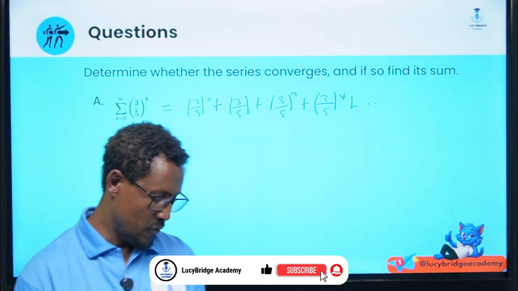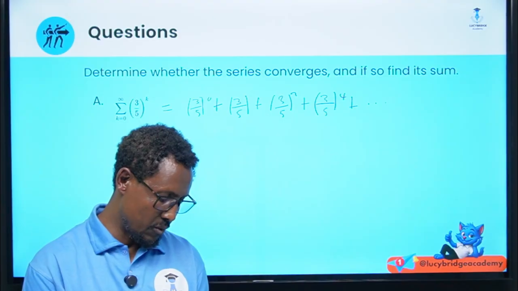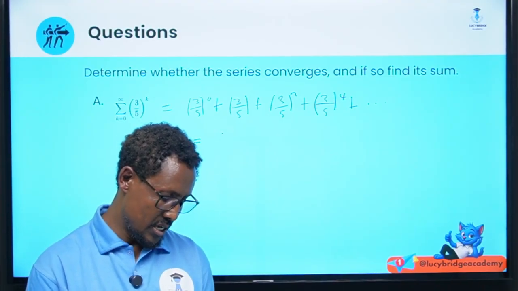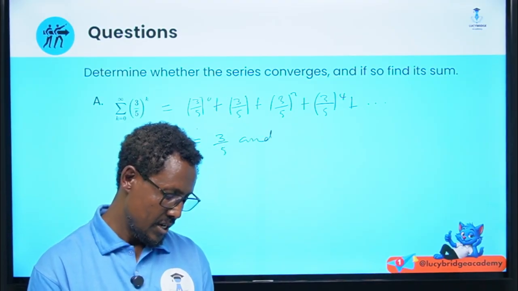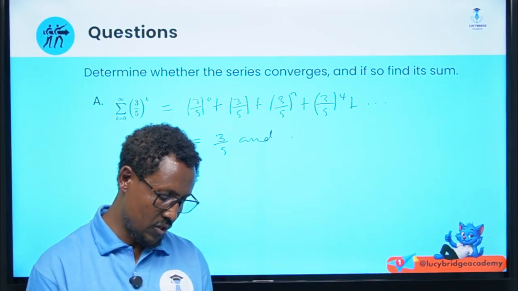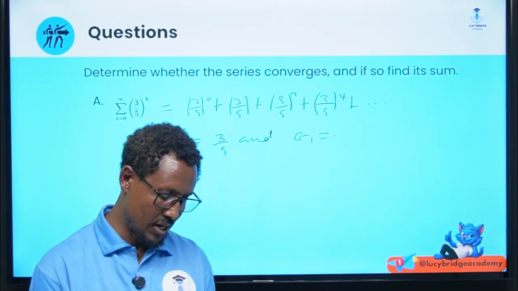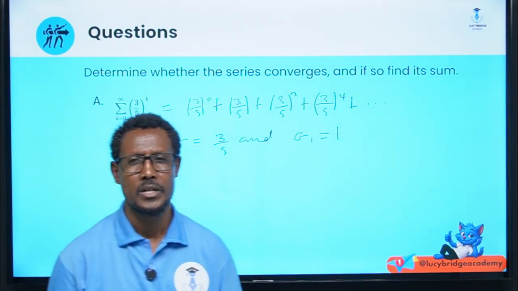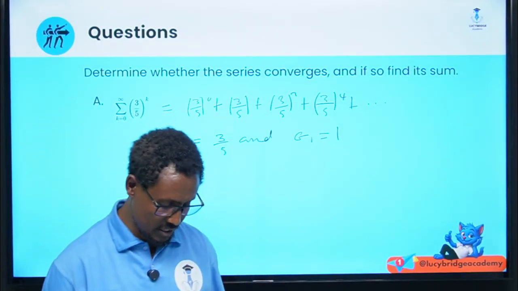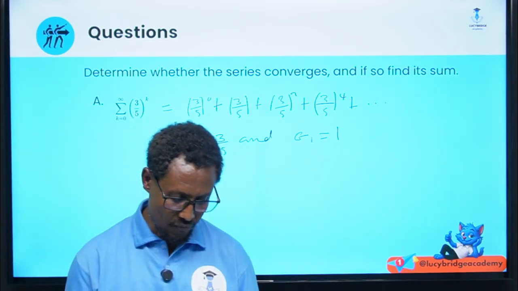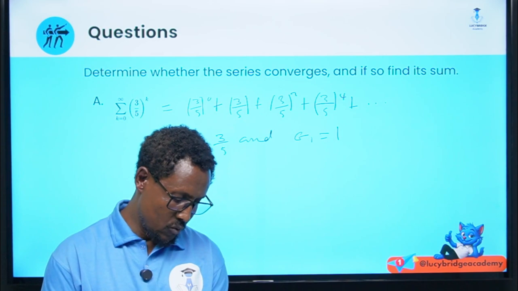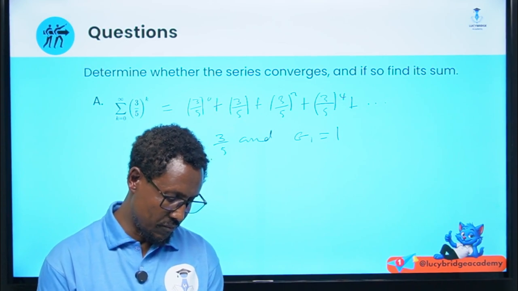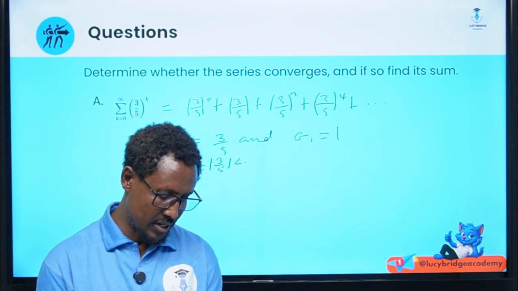In this case, if you check the common ratio r, the common ratio is 3 over 5. And the first term, 3 over 5 to the power of 0, is 1, so g1 is equal to 1. This is a geometric series with common ratio 3 over 5 and first term 1. Now the absolute value of r, which is the absolute value of 3 over 5, is less than what? Less than 1.